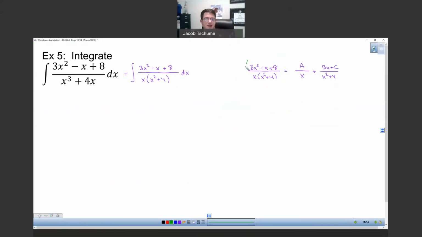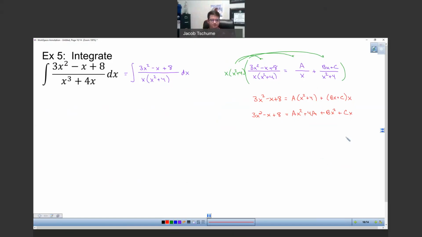So we are going to multiply everything by the original factored denominator. Done that every time so far. I'll change the red at this point now. So you're going to have 3x squared minus x plus 8 equals a times x squared plus 4 plus bx plus c times x. Expand those terms on the right, and you should get 3x squared minus x plus 8 equals ax squared plus 4a plus bx squared plus cx.